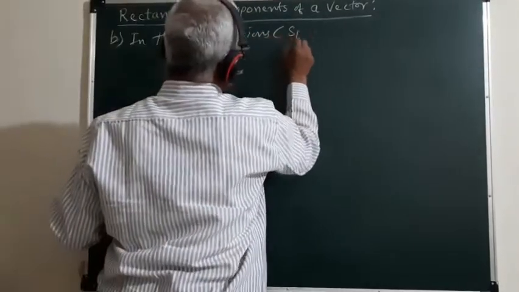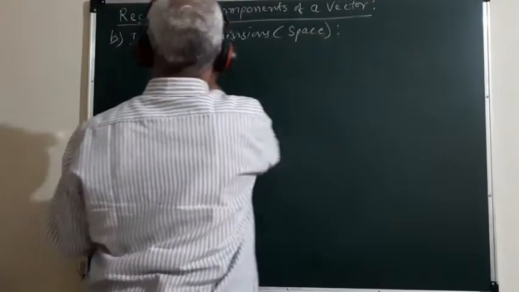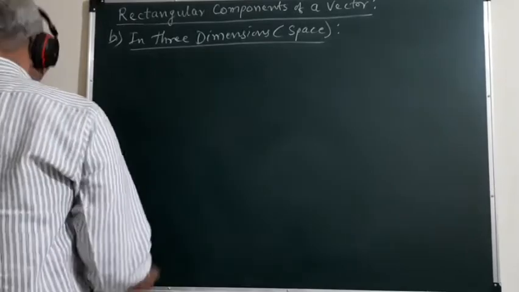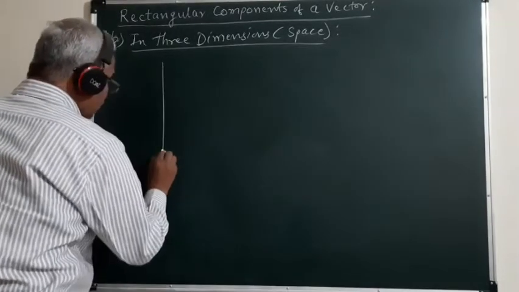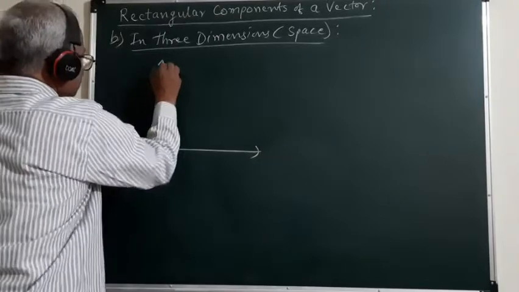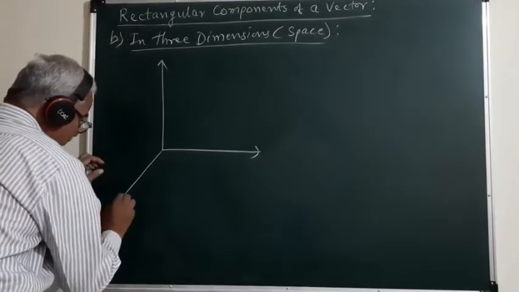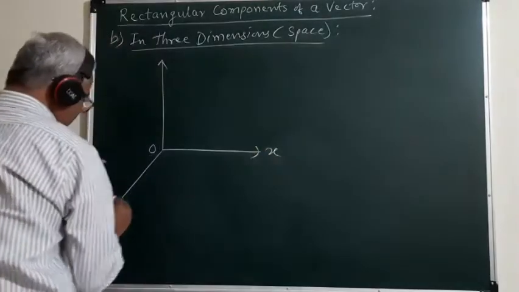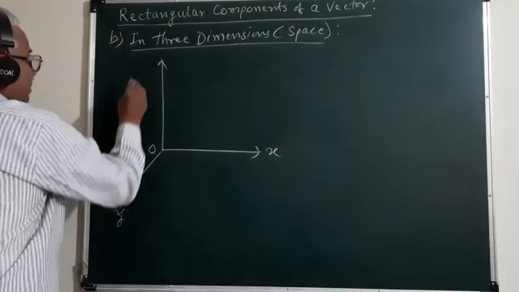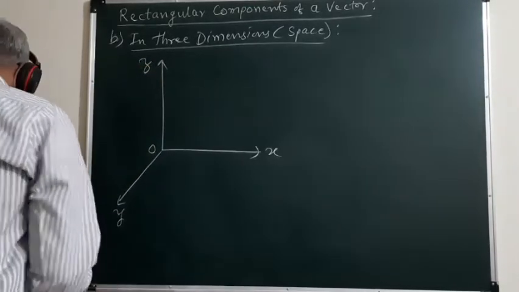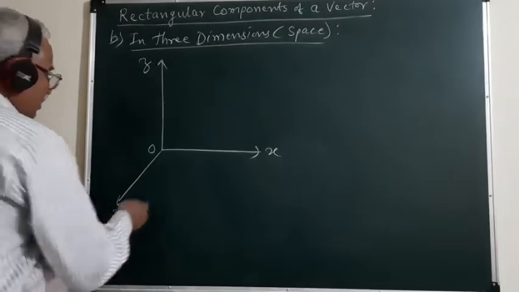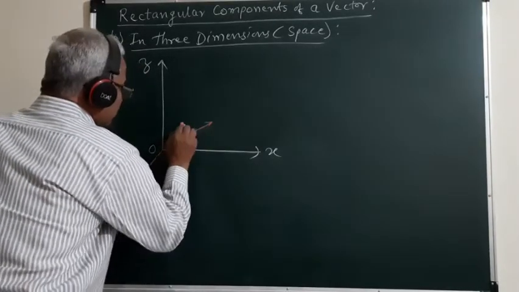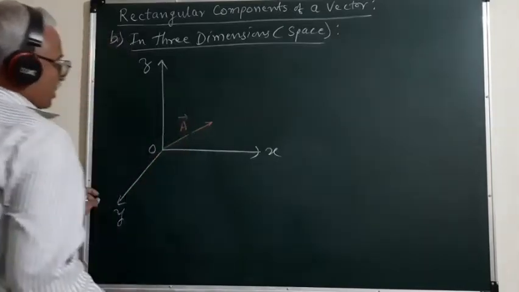That is in space. If we have the 3 mutually perpendicular axes x, y, z, like this is the origin, this is say x axis, this is y axis, and this is z axis, and we have a vector A bar like this. This is the vector A bar.